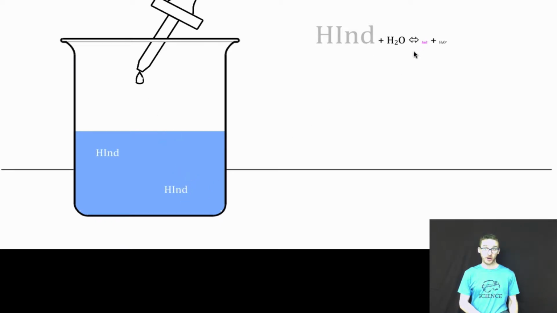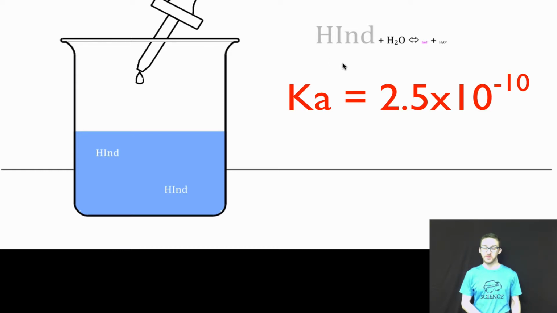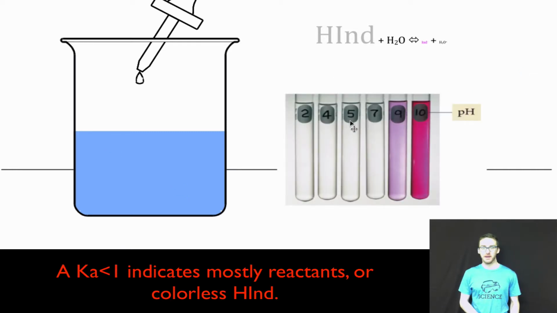In pure water, the colorless or acid form of the indicator dominates, which makes sense considering the Ka of phenolphthalein. So just dropping your phenolphthalein in water, it's going to remain colorless.